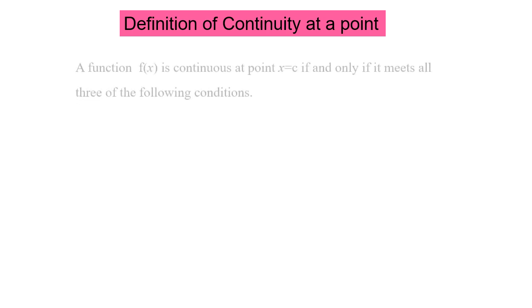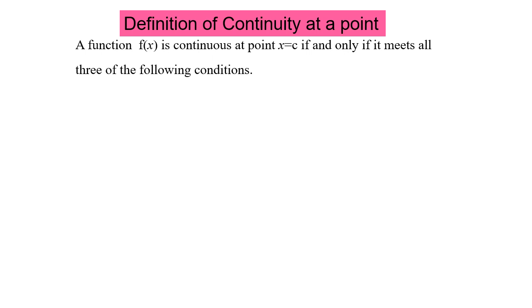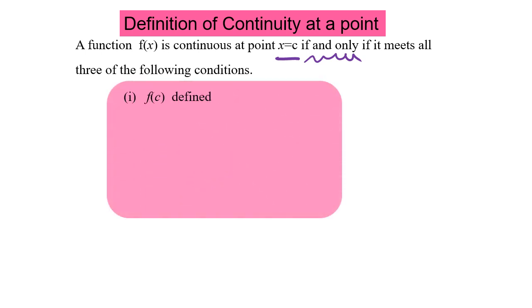So what is the definition of continuity at a point? We need to know the definition of continuity at a point because this is how we are going to explain the continuity of a function. A function f(x) is continuous at a point x equal to c if and only if it meets all these three following conditions. The first, f(c) is defined, means that the value of y at x equal to c exists. So we can find the value of f(c).